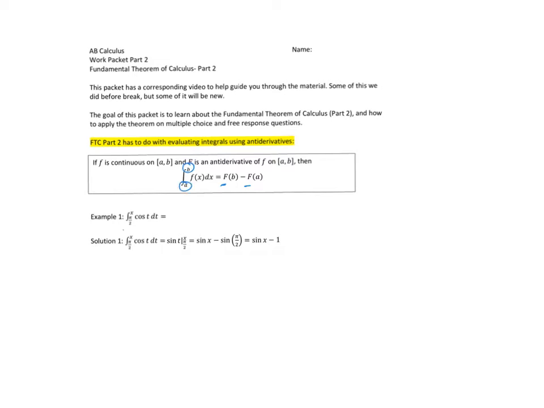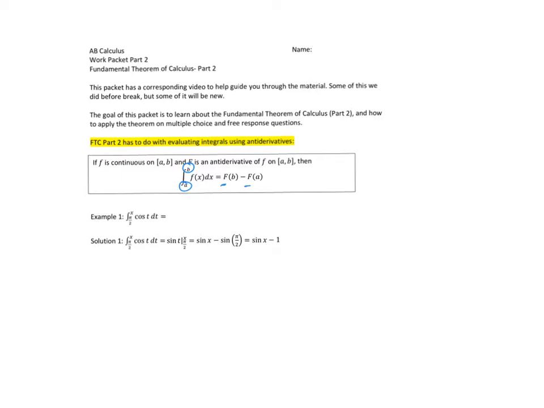So this first example, and a lot of the problems on this packet, are going to be different applications than what we did before break. A lot of this you're going to need your calculator for, so you might want to go ahead and find your calculator.